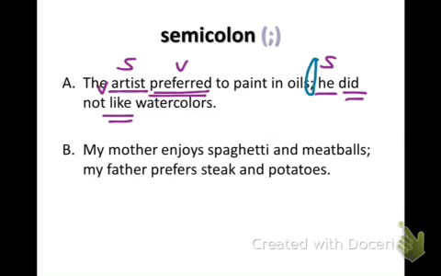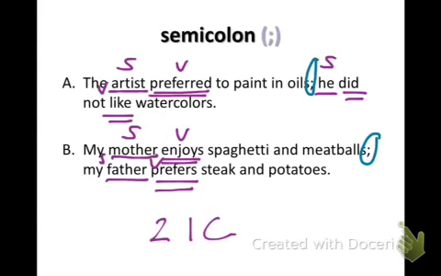In sentence B, my mother enjoys spaghetti and meatballs; my father prefers steak and potatoes. Once again, my eyes should see that there is a semicolon there, so I should have sort of a red flag up thinking that there's probably going to be some type of compound element here. In the first independent clause, mother is my subject. Enjoys is my verb. On the other side of my semicolon, I have father as my subject. Prefers is my verb. Once again, looking at this sentence, I have two independent clauses, making it a compound sentence.